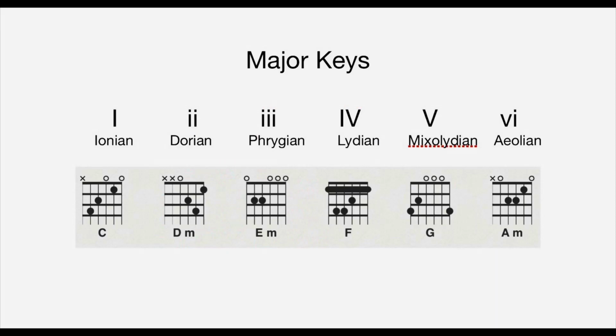So let's swap out the first column from major and now call it its modal name of Ionian. Let's take the 6th column out too and change that from minor to Aeolian. Now I'm going to change all the others so you can see what order they go in. So next is Dorian, Phrygian, Lydian, Mixolydian, Aeolian.